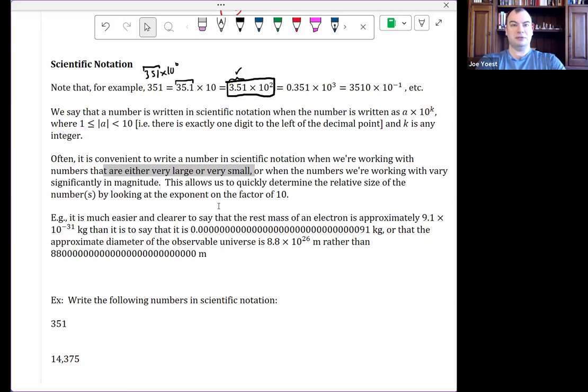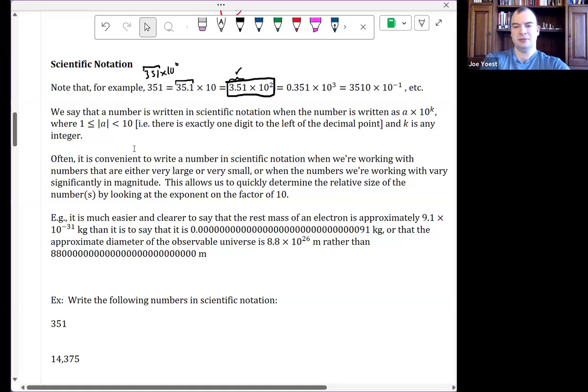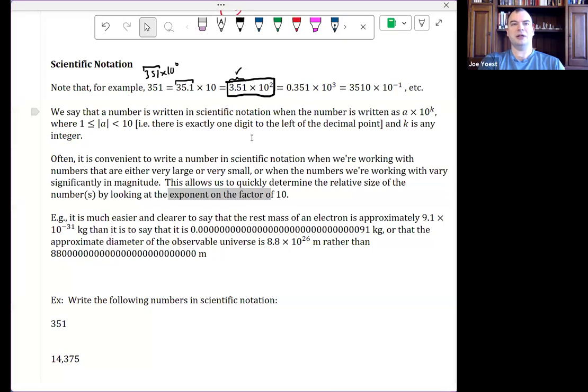So if we're working with numbers that are very, very large or very, very small, not numbers like 100 or 1,000 or 1/10 or 1/100th, but numbers much larger or much smaller than that, or whenever we're working with numbers that have very different sizes, this allows us to quickly determine the size of the number by looking at the exponent on the factor of 10, by looking at the k up here. I look and I see 10 squared next to the 3.51, and I see, okay, this is in the ballpark of 100. 10 squared is 100, right? So 351 looks kind of like 100. It's not in the millions or billions, and it's not in the thousandths or something like that. It's in the ballpark of 100.